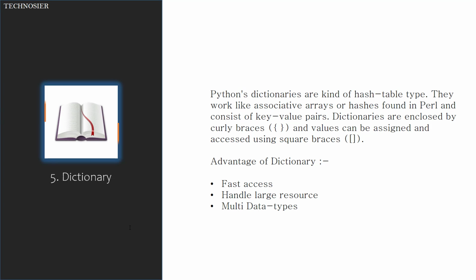Moving towards the last data type in Python called dictionary. Python's dictionaries are a kind of hash table. It is quite similar to the dictionary we use in our daily life. A Python dictionary consists of key value pairs enclosed by curly braces, and values can be assigned and accessed using square brackets. The advantage of a dictionary is that it is fast to access and can handle large amounts of data of different data types.